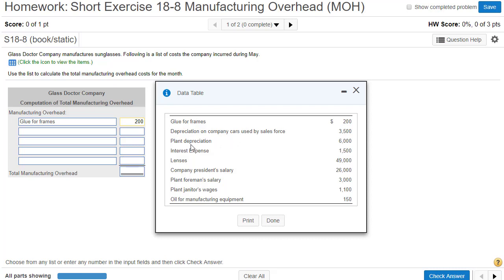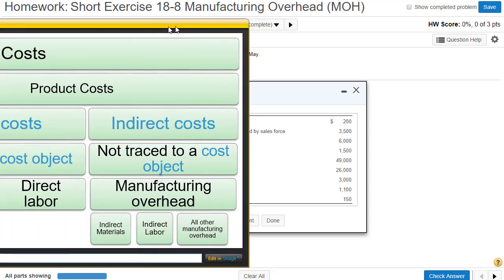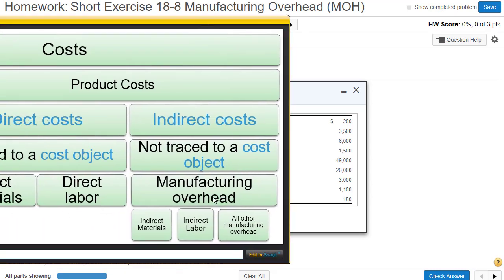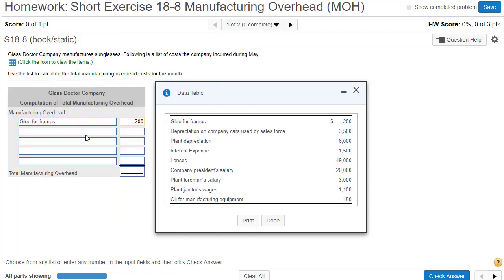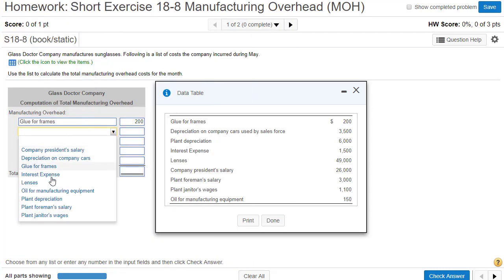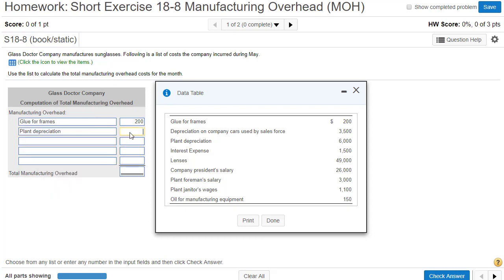Plant depreciation. Now, that is a product cost, and it is manufacturing overhead because that cannot be tied directly to certain products. So we will put plant depreciation on here. Why? Because the plant is where the products are made. So this is a product cost, and it is technically manufacturing overhead. So that's $6,000.